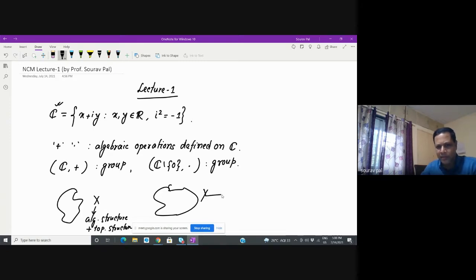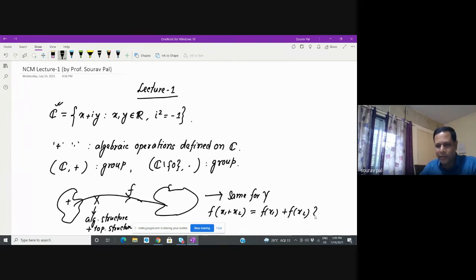And same for Y. So then we can consider functions between them. We can study all possible functions between them which preserve those structures. What does it mean? If you have addition here, then we want to find out whether a function preserves this addition, meaning f of, say, x1 plus x2, whether this is equal to f(x1) plus f(x2).